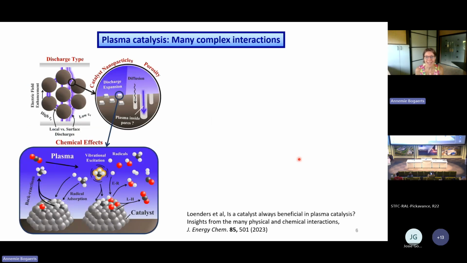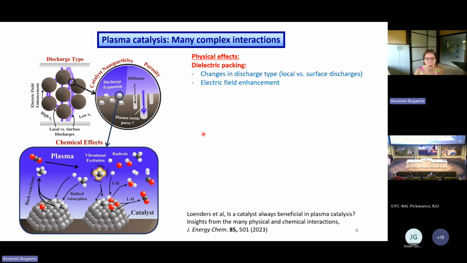Now, of course, if you put a catalyst inside the plasma, this gives a lot of complex interactions. And we list here a few. This was from a paper that we published 2 years ago. So you can see there are actually also a lot of physical effects. For instance, as I said, this packing is typically dielectric, and that changes the discharge type from local discharges to surface discharges, depending on the dielectric constant. So as you can see here, this is a local discharge between the beads, and this is more a surface discharge. And because of the dielectric beads, there can be electric field enhancement due to polarization of the beads.